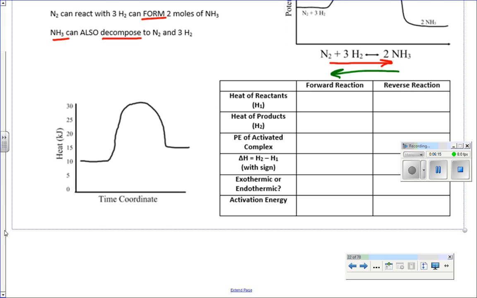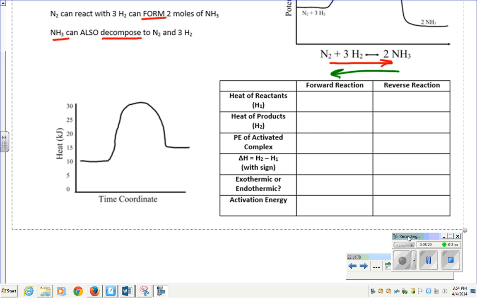What you are expected to be able to do is read a potential energy diagram for both forward and reverse reactions. Reading a potential energy diagram for a forward reaction is pretty straightforward and exactly like what we've done. We're starting with 10, ending with 15. Our activated complex has a potential energy of 30. Our delta H in this case is 15 minus 10, or positive 5. And our forward reaction in this case is endothermic. Our activation energy for our forward reaction is going to be 20 because we're going from 10 up to 30.